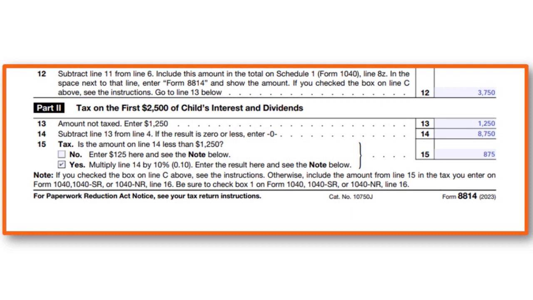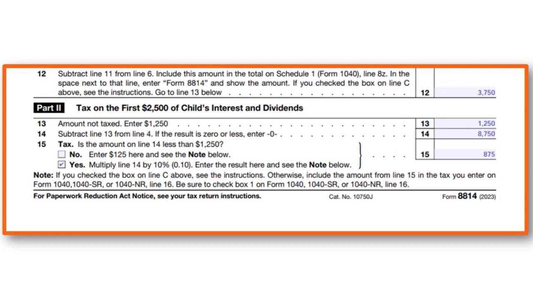When you subtract line 13 from line 4, if the result is 0 or less, you enter 0. When you subtract 1,250 from 10,000, remember, line 4 is 10,000, you have $8,750.